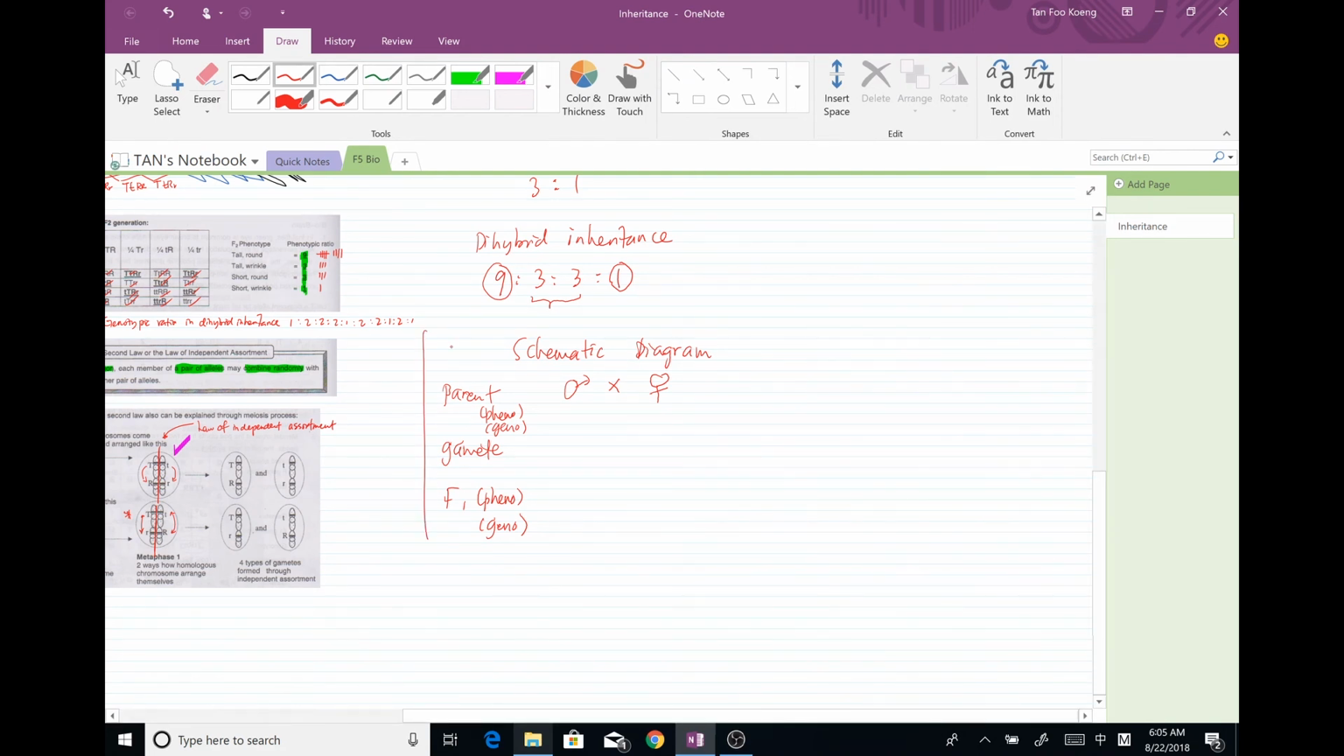Okay, so please practice how to draw a schematic diagram on inheritance, as it will be tested in examination. So see you, all the best.